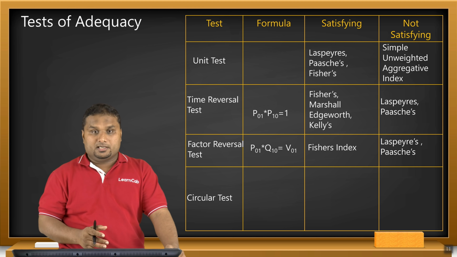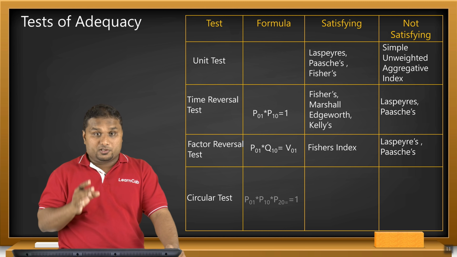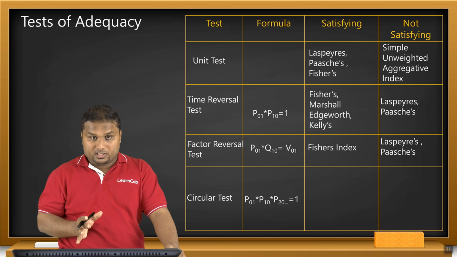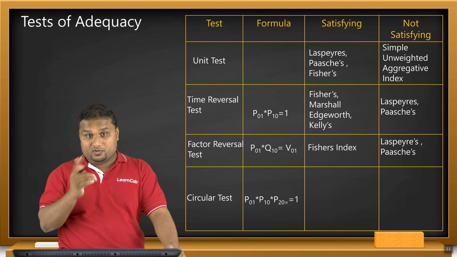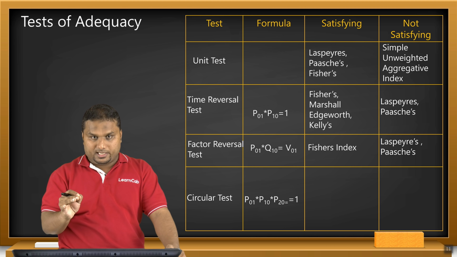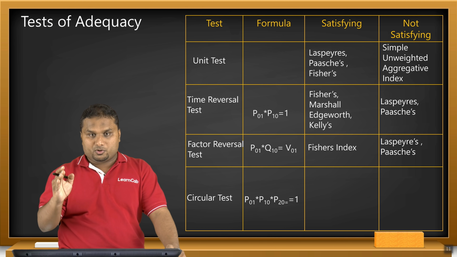Now the circular test. For the circular test, there is a formula which is not in your textbook, but it was tested in reverse order. Instead of P01 into P12 into P20 equal to 1, they asked in the exam what is the formula for the circular test. Option A, P01 into P10 into P20 equal to 1. Option B, P01 into P12 into P21 equal to 1, something like that. So you should learn it by heart very specifically. P01 into P12 into P20 equal to 1 is called the circular test.